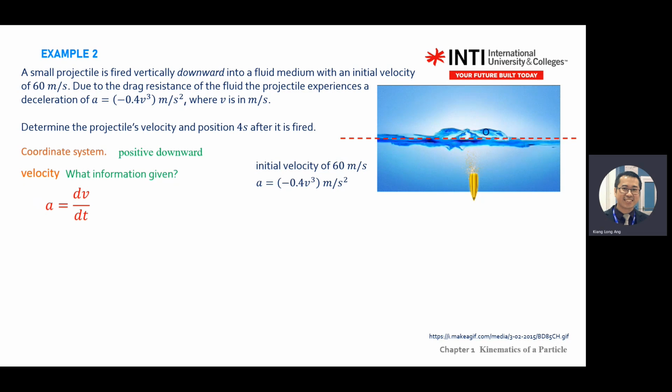So recall, acceleration definition, A equal to dv dt. Again, this is instantaneous acceleration, meaning you pause the motion. It's not the average velocity, average acceleration. It's an instantaneous acceleration. So A equal to dv dt, but the question gives you minus 0.4 v cubed. So actually, it's testing your understanding of the acceleration definition. A equal to dv dt equal to what? From here, you can find the velocity.